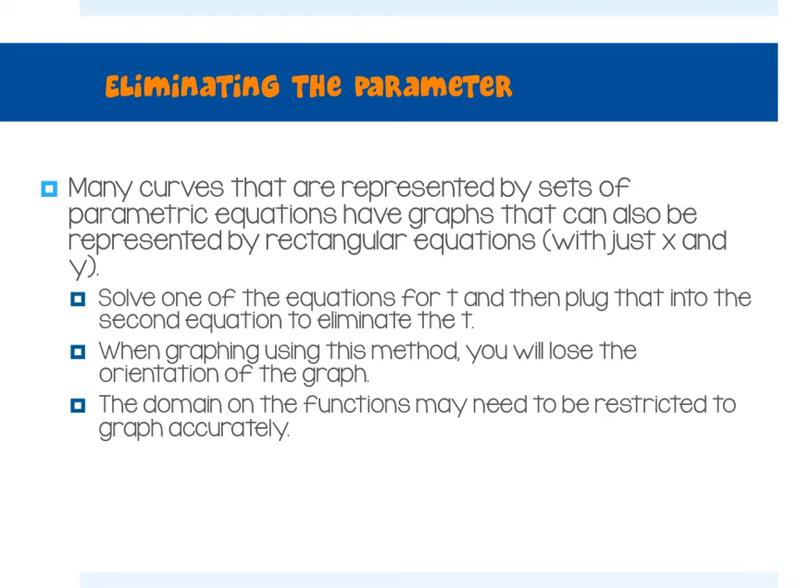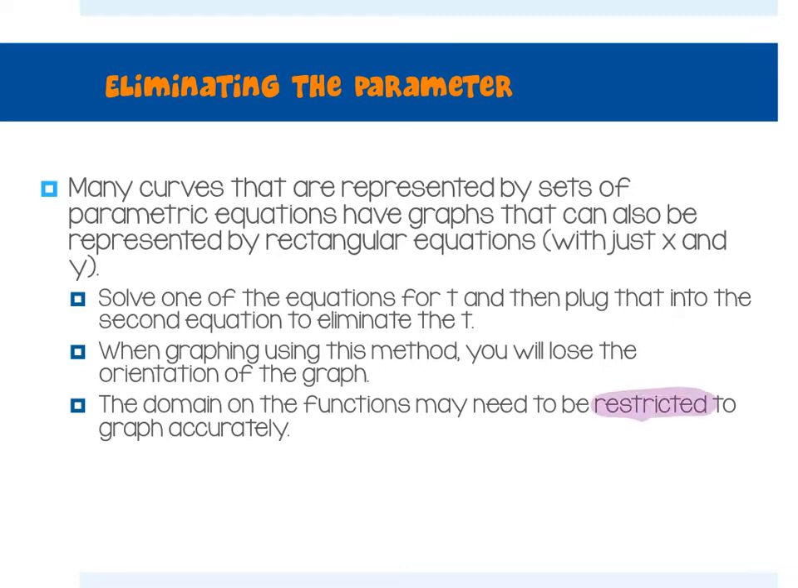So to do this, there's going to be, again, 2 equations. We're going to solve one of the equations for t. So we're basically using substitution. Solving one of the equations for t and then plugging that into the second equation to eliminate the t, making it one xy equation. And then you'll graph it using what you know about parabolas or lines or square roots or anything like that. The domain of the functions needs to be restricted.